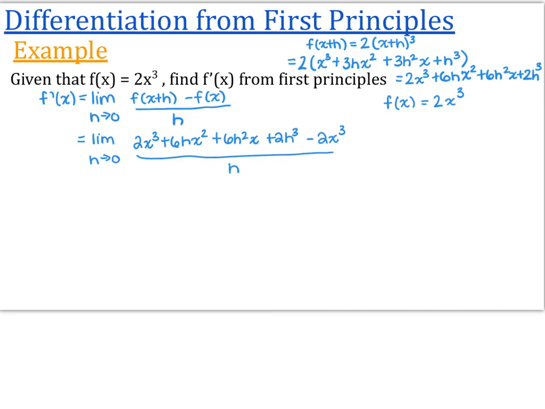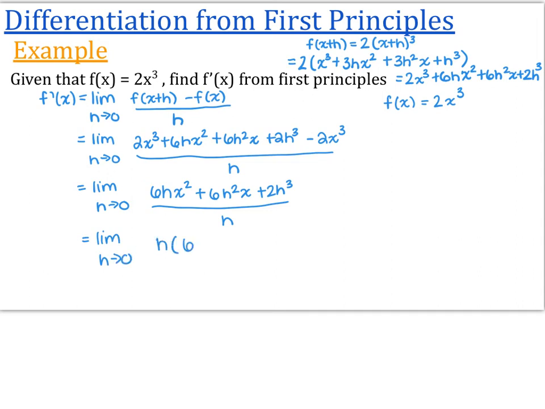All right, let's clean up the top of the fraction. So we are looking for the limit as h approaches 0 of 2x cubed and 2x cubed, different signs, so those are going to get rid of each other. That's great. And then we're left with 6hx squared plus 6h squared x plus 2h cubed, all divided by h. So now I'm going to go ahead and factorize. So this is the limit as h approaches 0 of h times by 6x squared plus 6hx plus 2h squared, all divided by h.